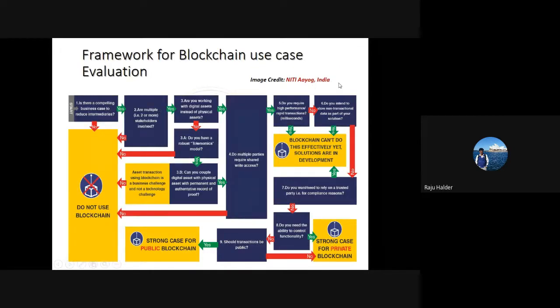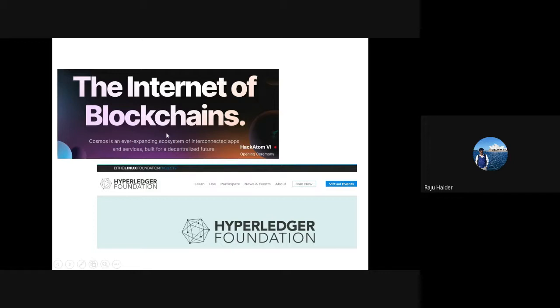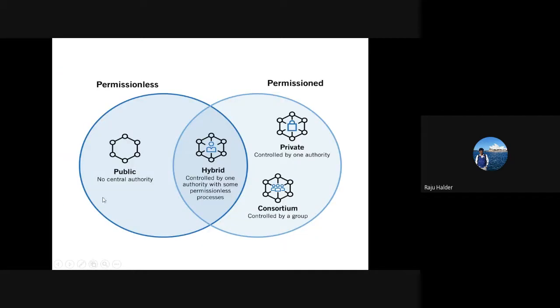If you look at Niti Aayog, you can find a very nice guidance on which applications to go for blockchain and which applications not to. As I already told, not only Bitcoin and not only Ethereum, there are so many different platforms available, and you can also check those: Polygon, Matrix, Cosmos is also becoming very popular. Hyperledger is already popular.